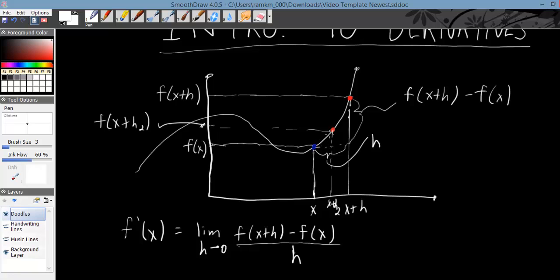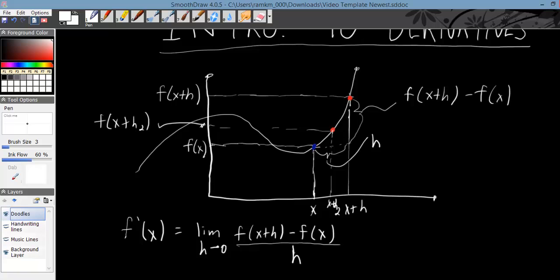And as we let x plus h get closer and closer to x, that's really the same thing as letting h get closer and closer to 0. This ratio will approach the limit as h approaches 0 of f of x plus h minus f of x over h, which is also the derivative of f at x.